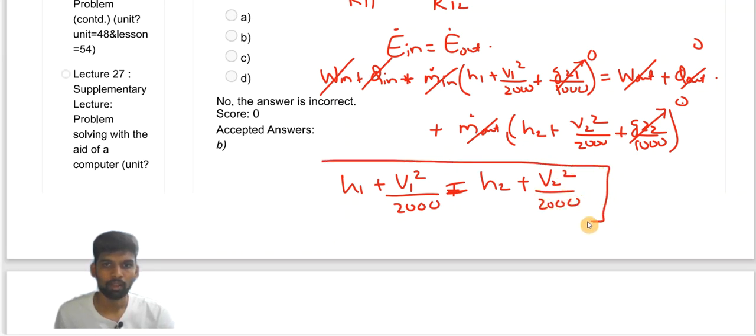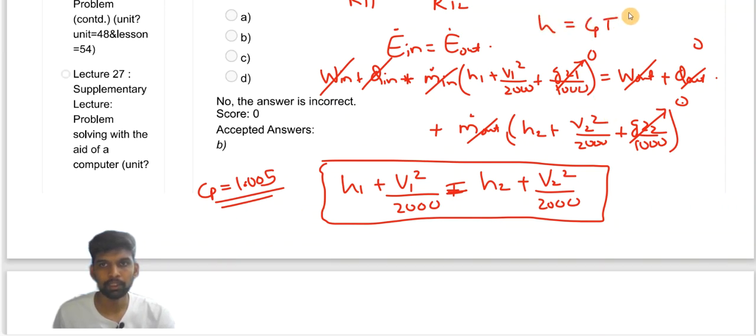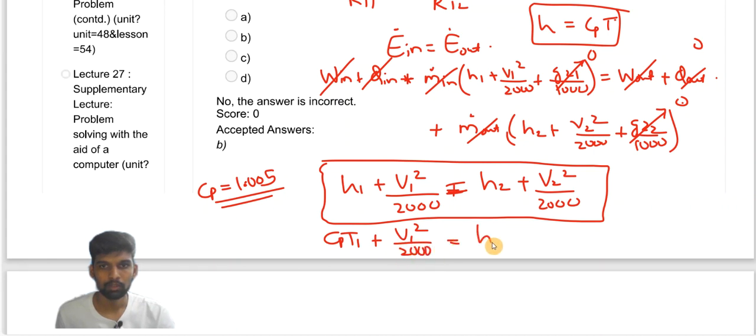Okay, now we can assume Cp for air as 1.005, assuming air as a calorically perfect gas, because they haven't provided any table or any other information to get h1. So we'll calculate h as Cp times T. Okay, so h1 will be Cp times T1, plus V1 square by 2000 is equal to h2 plus V2 square by 2000.